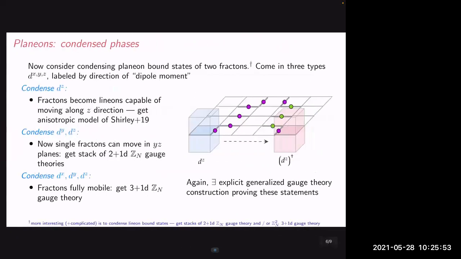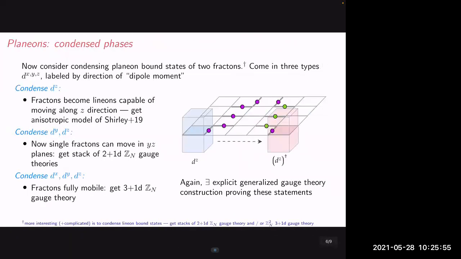Let's talk about another example. The other example comes from condensing objects which can move in 2 dimensions. In the X-cube model, there are a few types of such objects, but I'm just going to discuss one of them for concreteness. And that is a bound state of 2 fractons in a dipolar configuration, as is drawn on the screen.